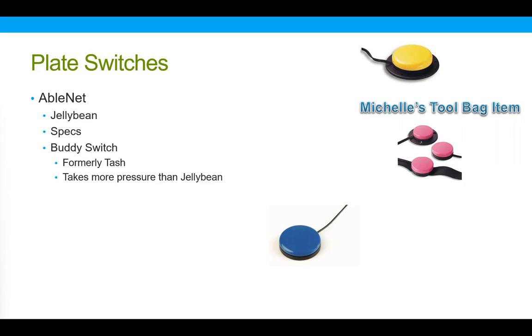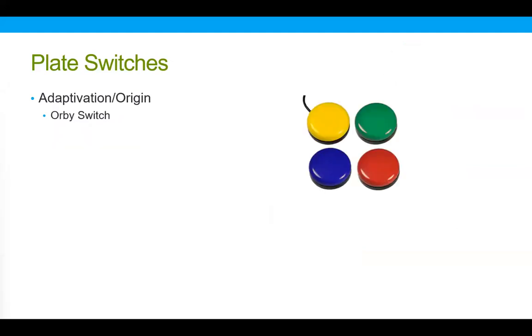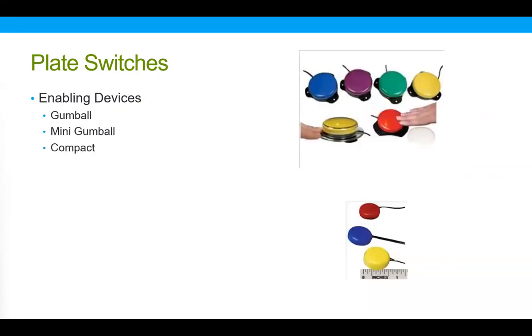Ablenet also has the buddy switch. This is the old Tash switch. It requires just a little bit more pressure than the jelly bean, and so you might find that you use the jelly bean more frequently with someone who has muscle weakness. Adaptivation Origin also has something called the Orbi switch. It's similar in size to the jelly bean. And Enabling Devices has the Gumball, which is similar to the jelly bean in size, the mini Gumball, and the compact, both of which are similar in size to the spec switch.